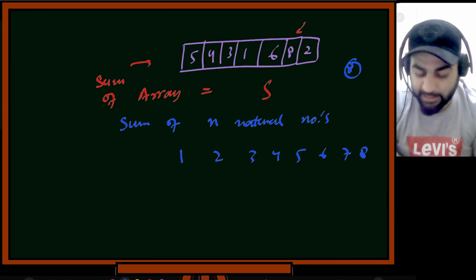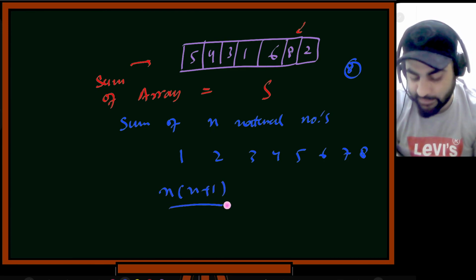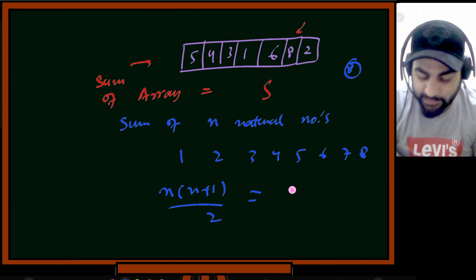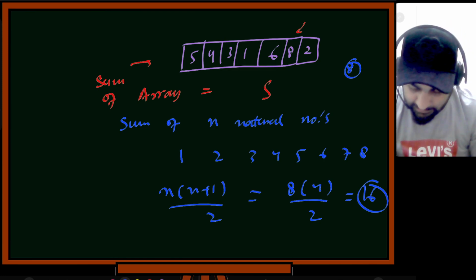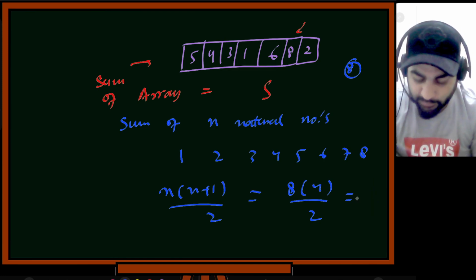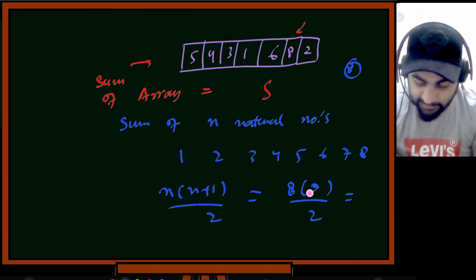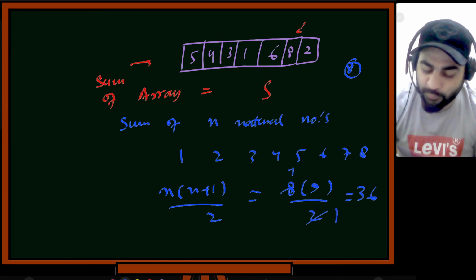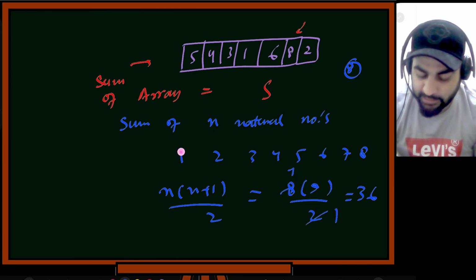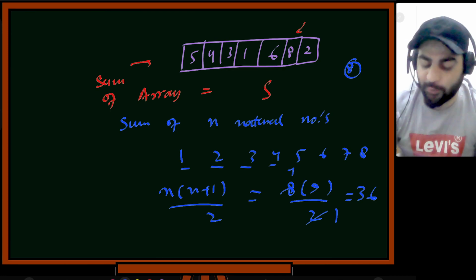Then this is n into n plus 1 by 2, I guess. So n is 8 over here, into 4 divided by 2. So this is 16? No, 8 into 9, so 72, divided by 2. Just check the calculation once. So this is 36. So how did I even compute this?